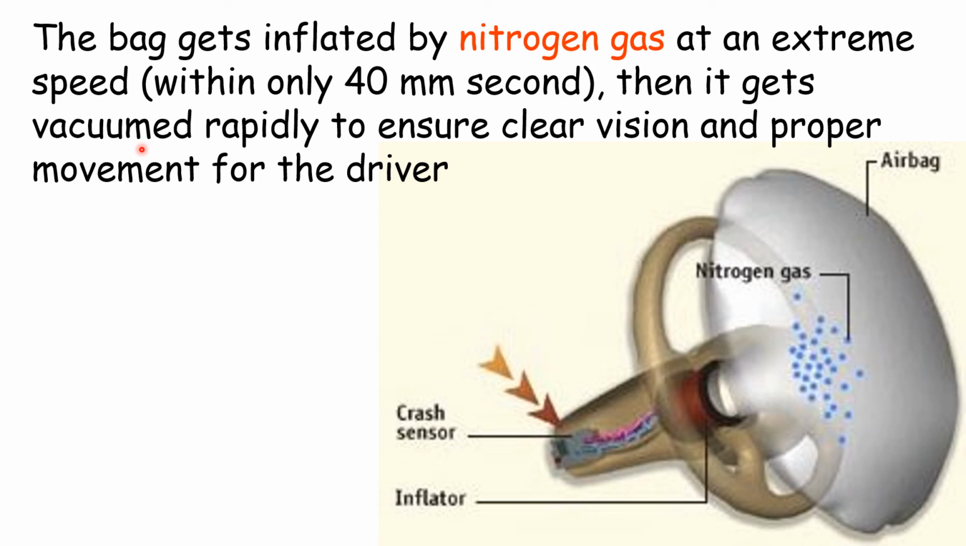Then it gets vacuumed rapidly، بتتفرغ بسرعة من النيتروجين جاز ليه؟ to ensure clear vision، عشان السائق يقدر يشوف السكة قدامه and proper movement for the driver، ويقدر أصلا السائق إن هو يتحرك، لأن دي بتاخد مساحة ما بين الدركسيون وما بين السائق.